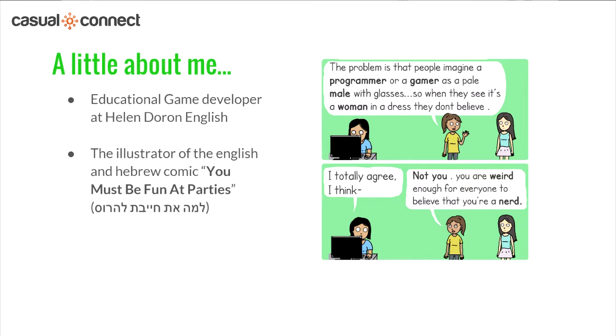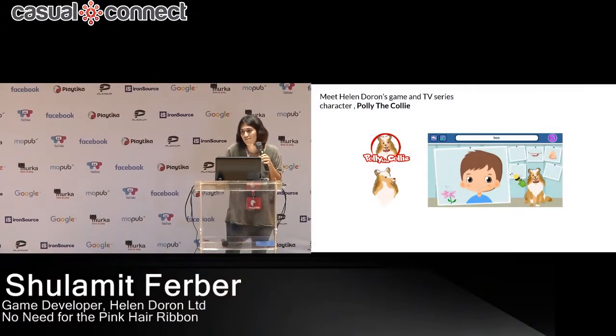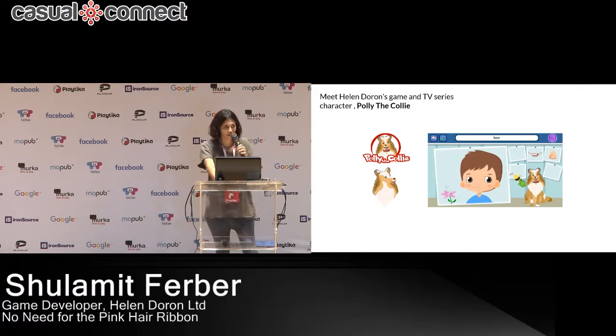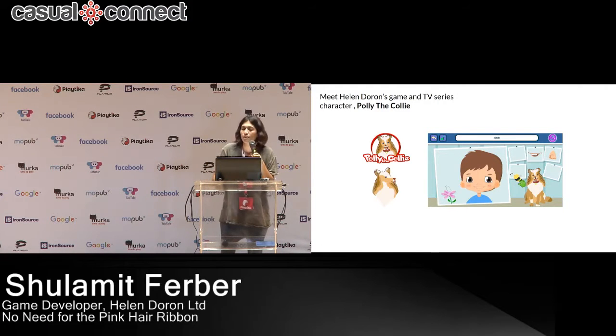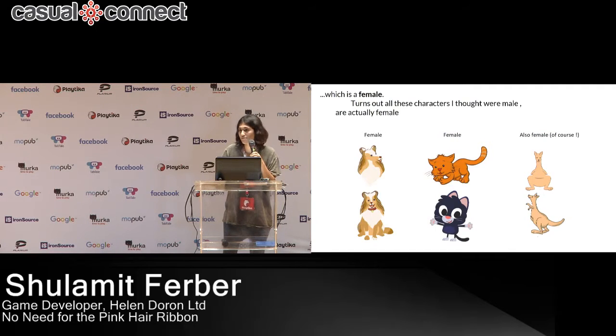A few years ago, I was working on a game. I work as a game developer in Ellen Doron, and one of the characters of the game was this cute little dog called Polly the Collie. I didn't think too much about him. I thought about how to improve the game and everything. I thought he's cute and he's nice. And then talking to my boss, I actually realized that Polly is a female dog.